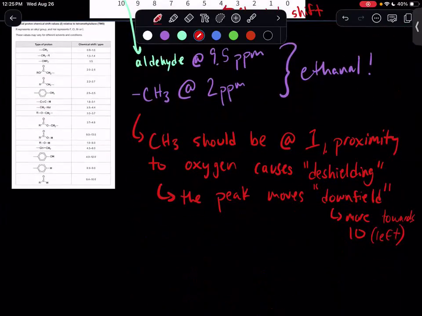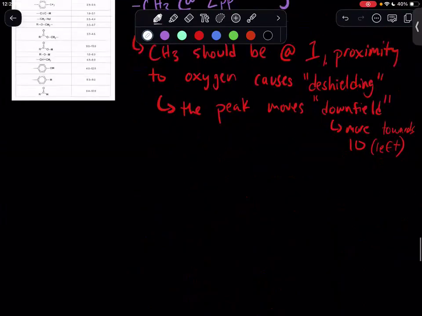So that's HNMR, specifically low-res HNMR. I definitely suggest trying some practice problems. You can go onto Cognity, or you can just go online and ask any of the AIs to generate some HNMR problems, or just look for some low-res HNMR problems.